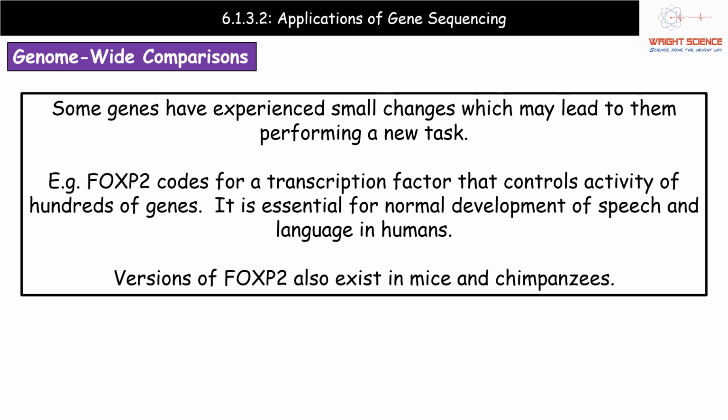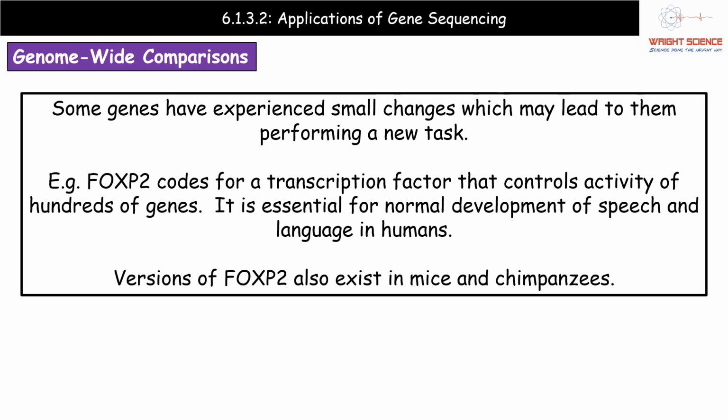What we may find is that some genes have had these very slight changes that mean they now perform a new task. And perhaps one of the best examples of this that you may have met back at GCSE is the FOXP2 gene. Now, FOXP2 codes for a transcription factor that actually controls activity of hundreds of different genes. And one of the key things it's responsible for in humans is the development of speech and language.